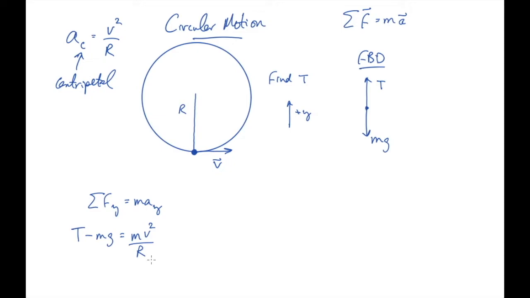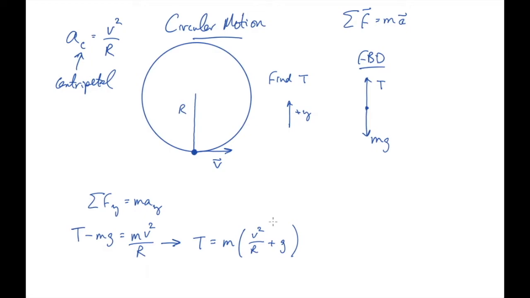And I can solve for the tension. How much tension is in the string? If I move this mg term over here, I can factor out a mass and see that the tension is m times v squared over r plus g. And it tells me that the faster I move this rock, if I spin this rock around faster and faster and faster for a given radius, then the tension increases.